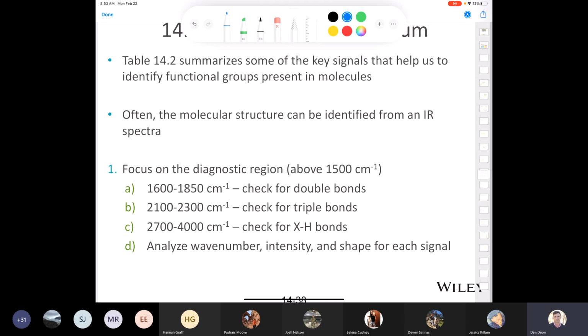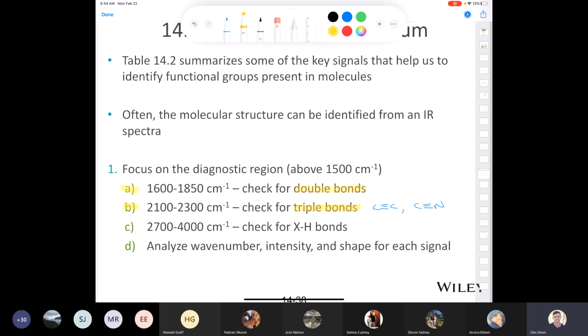You're going to go to the region between 1600 and 1850, and you're going to look for double bonds. Maybe a carbon-carbon double bond, maybe a carbon-oxygen double bond, maybe a carbon-nitrogen double bond. We won't really look at a whole lot of carbon-nitrogen double bonds, but it's possible. Then you're going to go up to a higher wave number, 2100 to 2300. You're going to look for triple bonds, either a triple bond between two carbons or between a carbon and a nitrogen. So those are some possibilities.